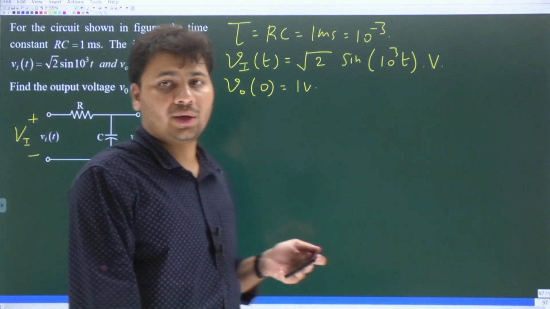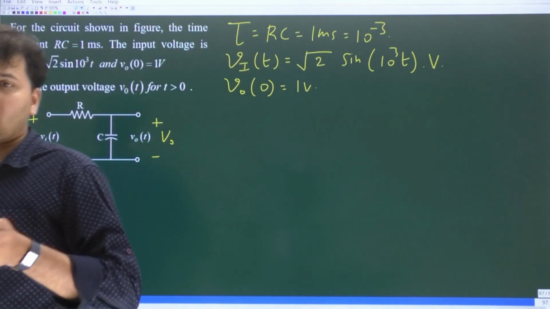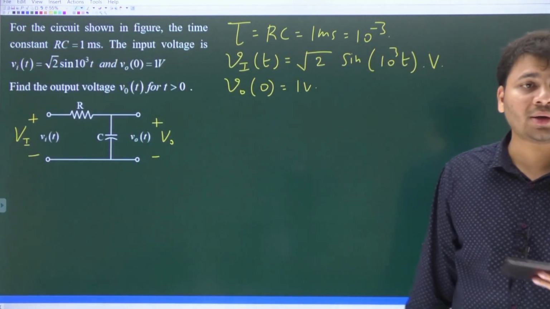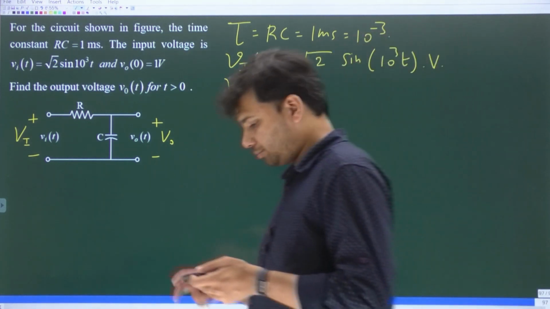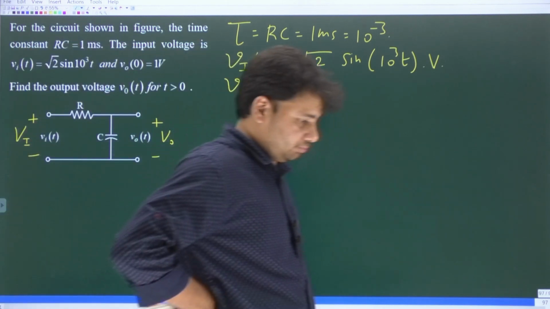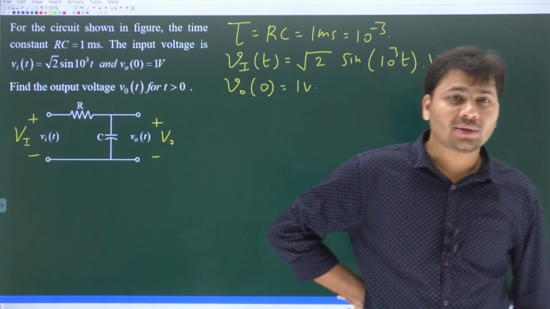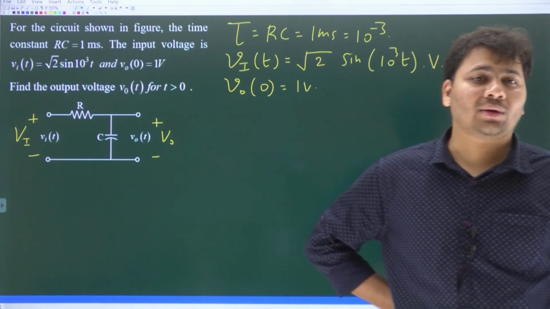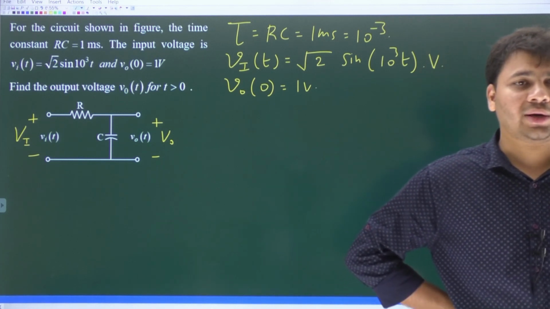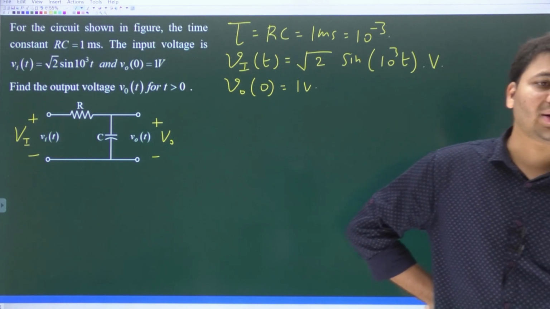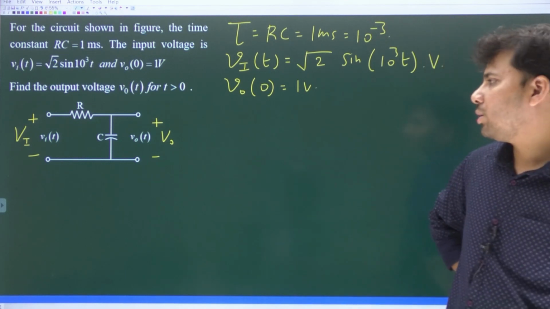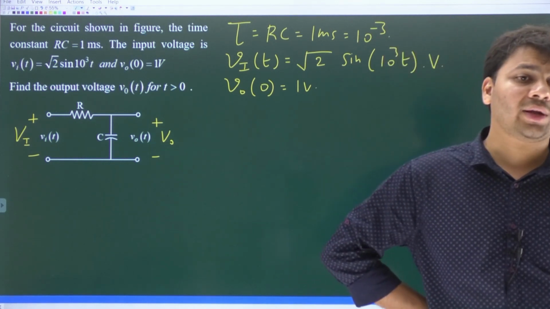You should find the output voltage, that is what? Voltage across the cap, as a function of time for t greater than 0. Yes, you should find what? V0 of t for t greater than 0. If you are finding V0 at steady state, then you can just do the analysis in phasor domain. You will get the phasor voltage at steady state, and then convert that phasor into its time domain representation. You will get V0 of t at steady state. But here we are asked to find V0 of t for t greater than 0.